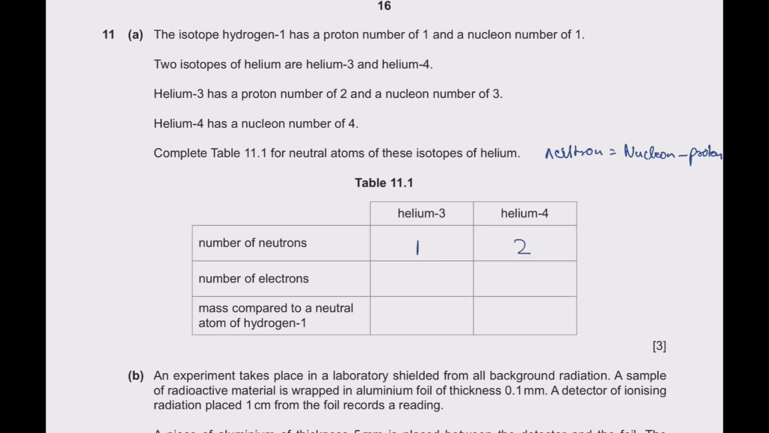So number of electrons, if I say it is electrically neutral, the number of electrons in helium is equal to the number of protons, and the number of protons in helium 3 is 2, and it will be the same in helium 4. Mass compared to neutral atom of hydrogen 1. If the hydrogen is having a mass of 1, then helium 3 will have the mass of 3 because of the 3 nucleon number, and helium 4 will have a mass of 4.